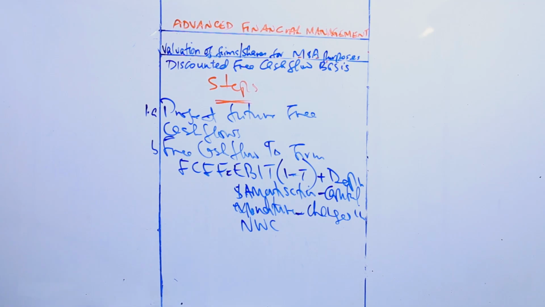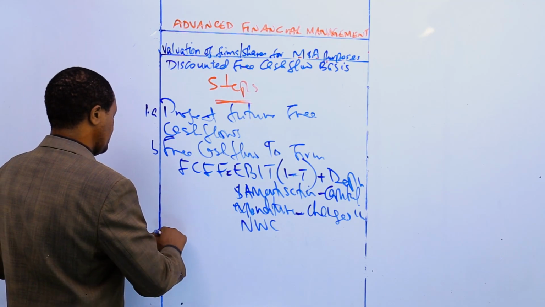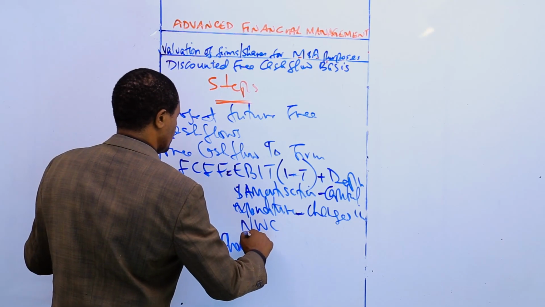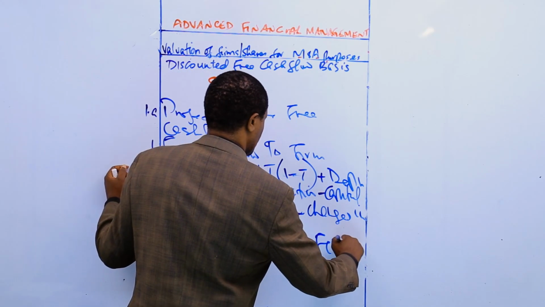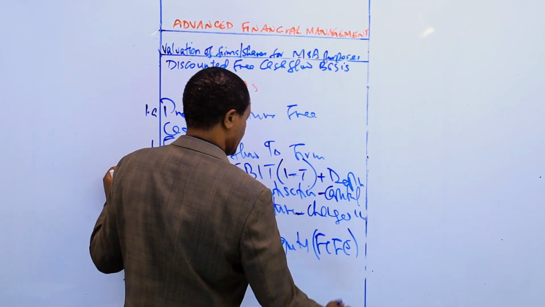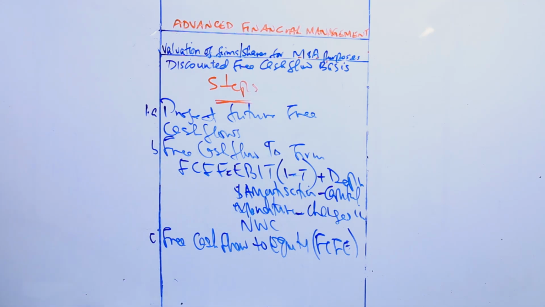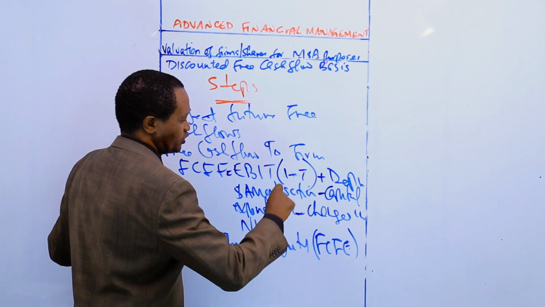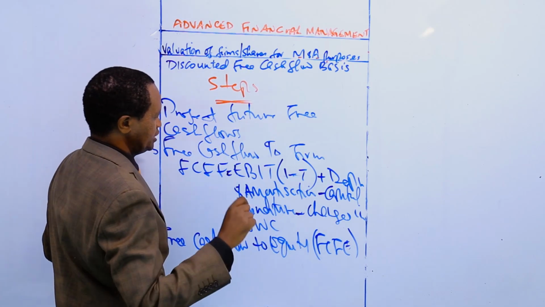That is the free cash flow to firm. Then C, we have free cash flow to equity, FCFE. Free cash flow to equity represents the cash flows available only to equity holders.